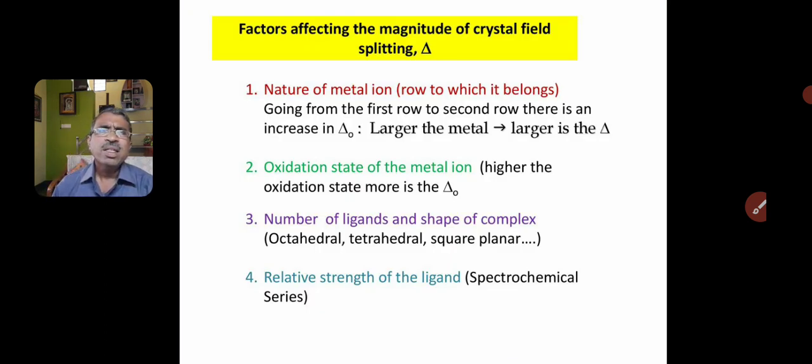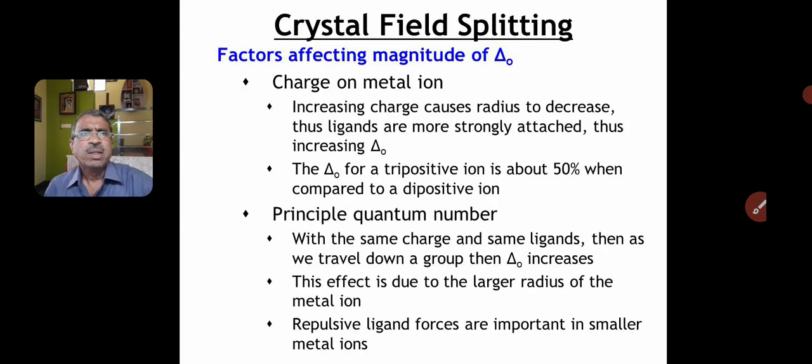Now, there are some factors that also affect the magnitude of the crystal field splitting, which we have discussed. Here also the same thing is given. This is also the crystal field splitting. It also depends upon the aspects that we have discussed just now. It also depends upon the principal quantum number. It also depends upon the repulsive ligand forces and so on.